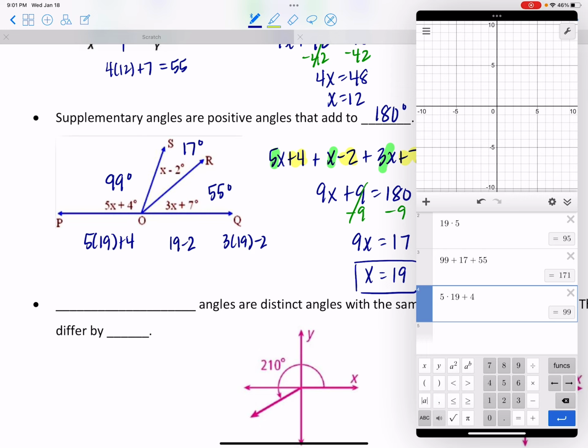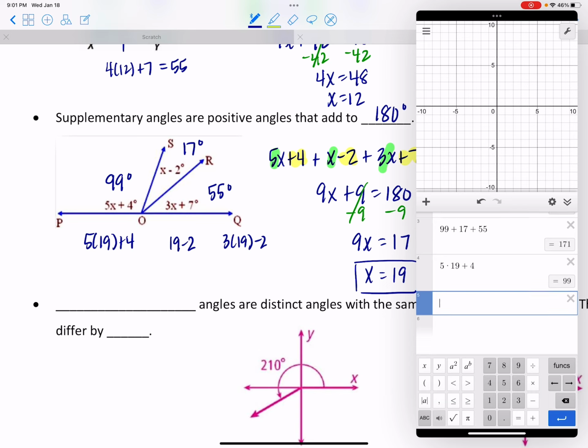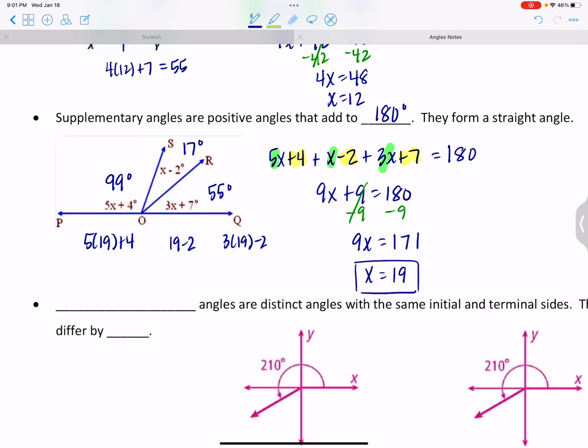And then 19 minus 2 is 17. And then let's just check the last one. 3 times 19, which is 54. Oh, where did I get the minus? Sorry, on this one I did a minus 2. Not really sure why I did a minus 2.